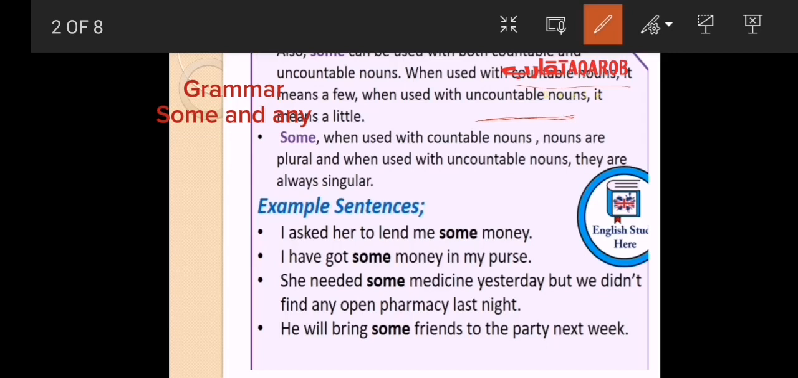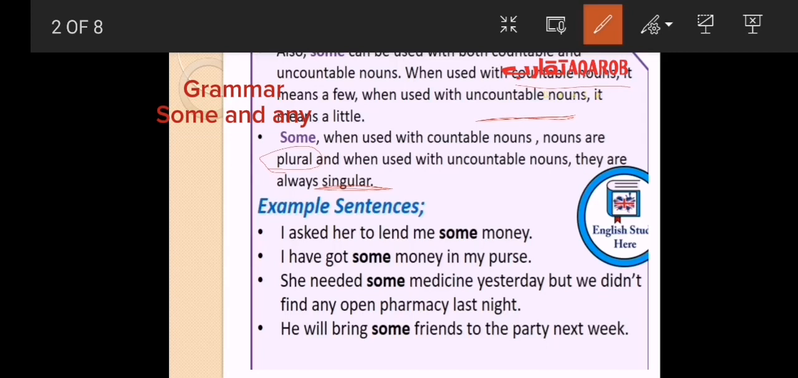When we use some with countable nouns, the nouns are plural. Excellent. But when we use some with uncountable nouns, the nouns, they are what? The nouns are singular. Yes, excellent. So when we use some with countable nouns, the nouns are plural, but when we use it with uncountable nouns, the nouns are singular.